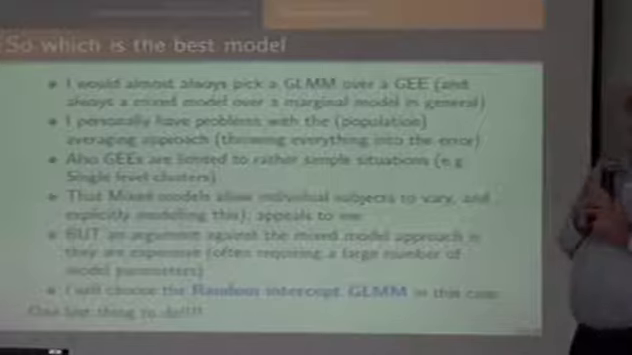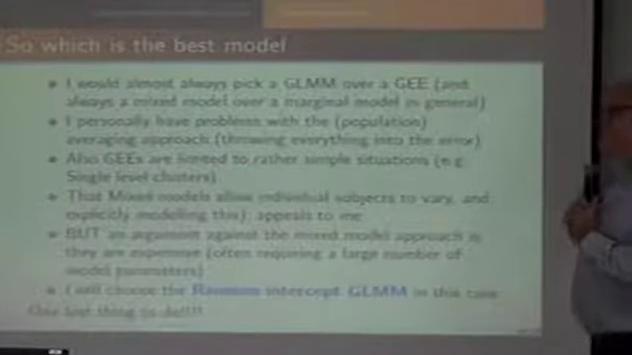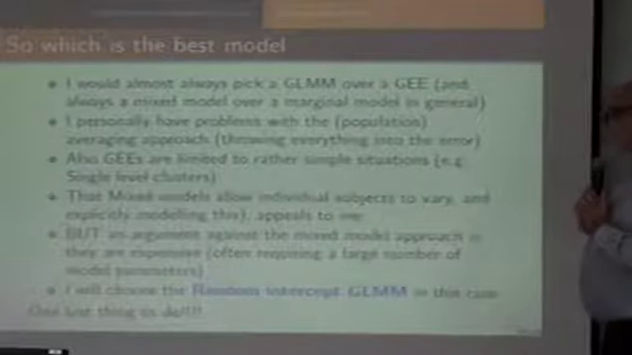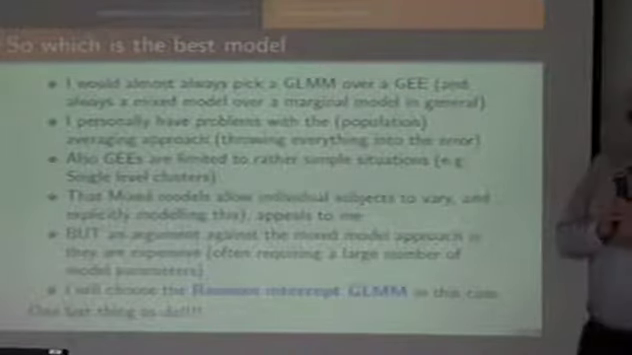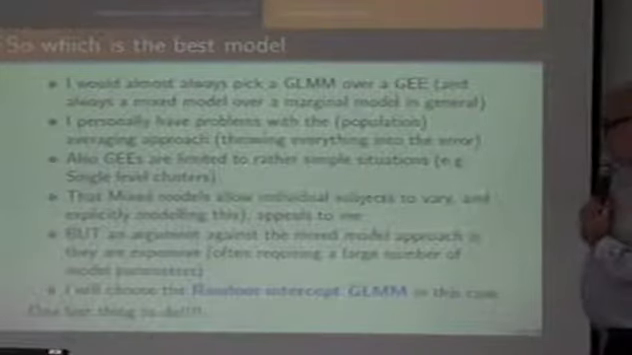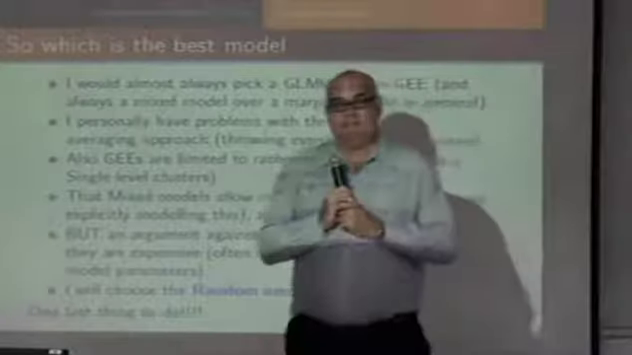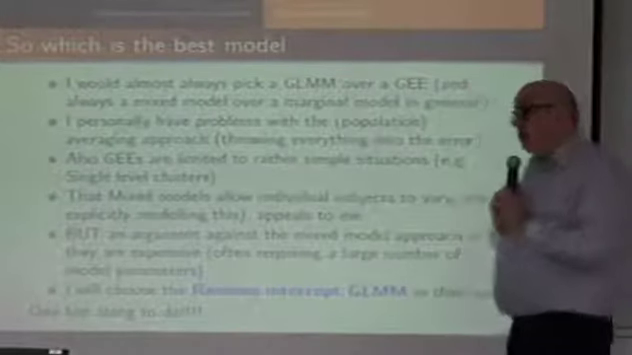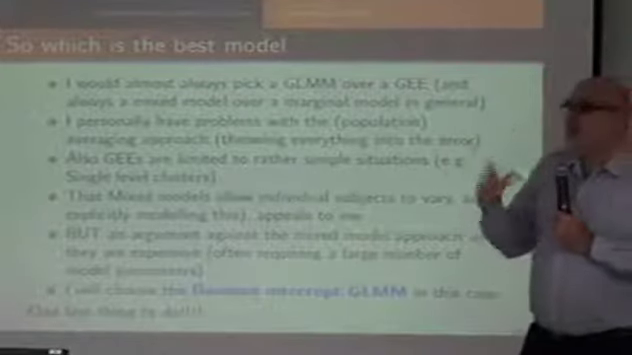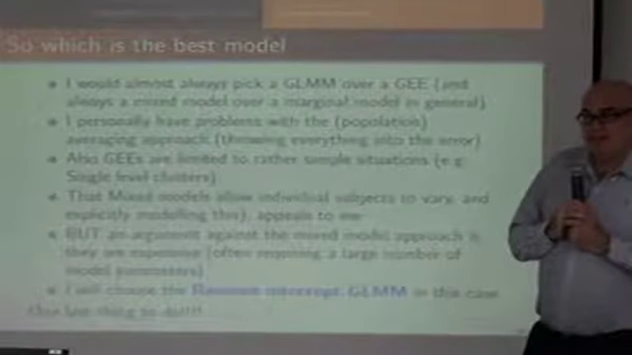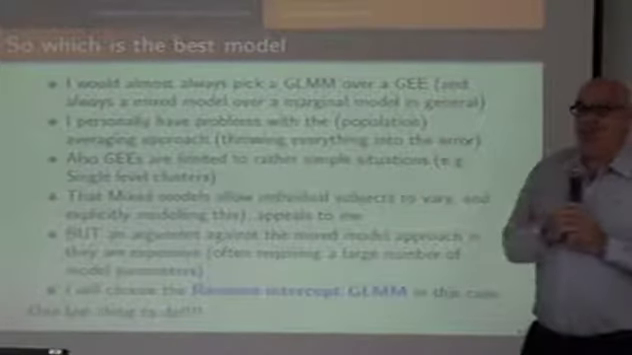I just don't like to throw things in the air and assume everything will be okay. I like to model things personally. But the argument, and I have to admit this, the argument against mixed models is they're expensive. They have lots of coefficients, and you could argue that they overfit for that reason. But as we're not making interpretations or inferences about those extra parameters, I don't see that as a problem.